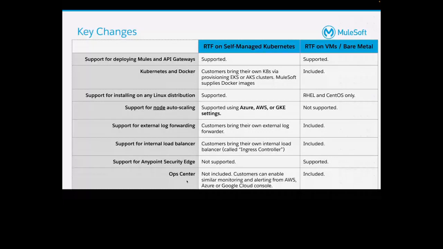Then Ops Center. This is not included. Customers can enable similar monitoring and alerting using the AWS, Google, or Azure Cloud Console. The reason is that since we are taking the offerings from the cloud providers, you'll have to take care of the operations from the console of the cloud offering. In case of VM bare metal, yes, this is already included.